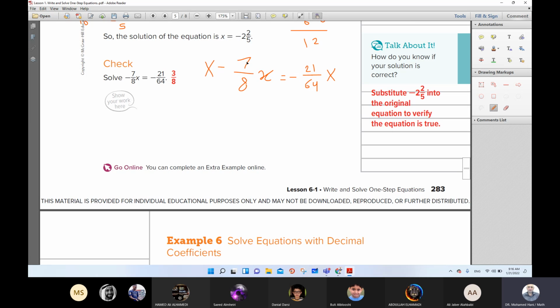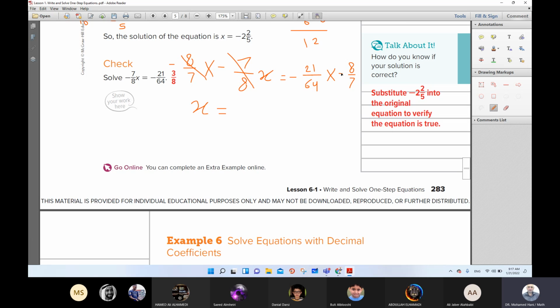So what is the reciprocal of 7 over 8? It will be 8 over 7. Here you have negative, so here negative. So multiply the two sides by the reciprocal. And as you remember, when you multiply the number by the reciprocal of this number, you will get 1. 1x means x equal.